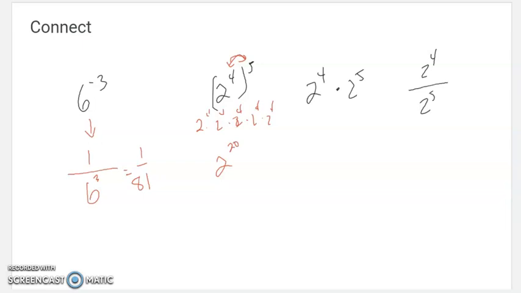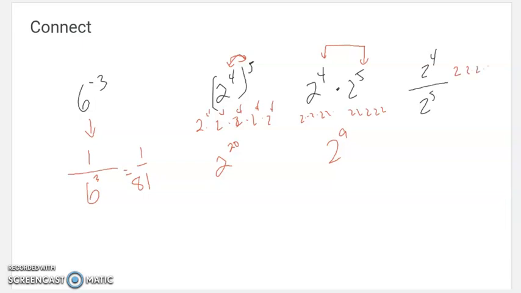2 to the 4th times 2 to the 5th. Here we expand it out, 2, 2, 2, 2, 2, 2, 2, 2, 2, and that ended up being 2 to the 9th, and there was a little bit of a trick there. And then here, we did this one like this. This was the harder one to remember.